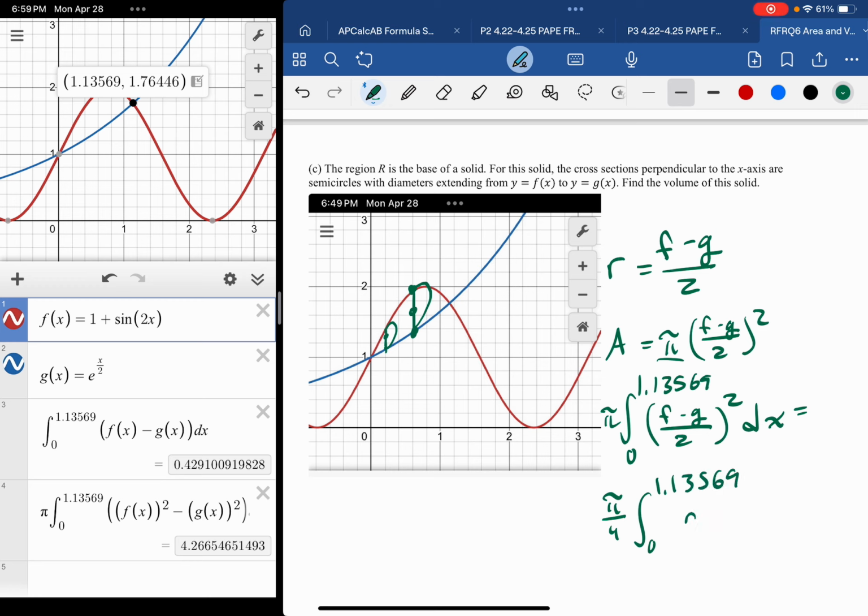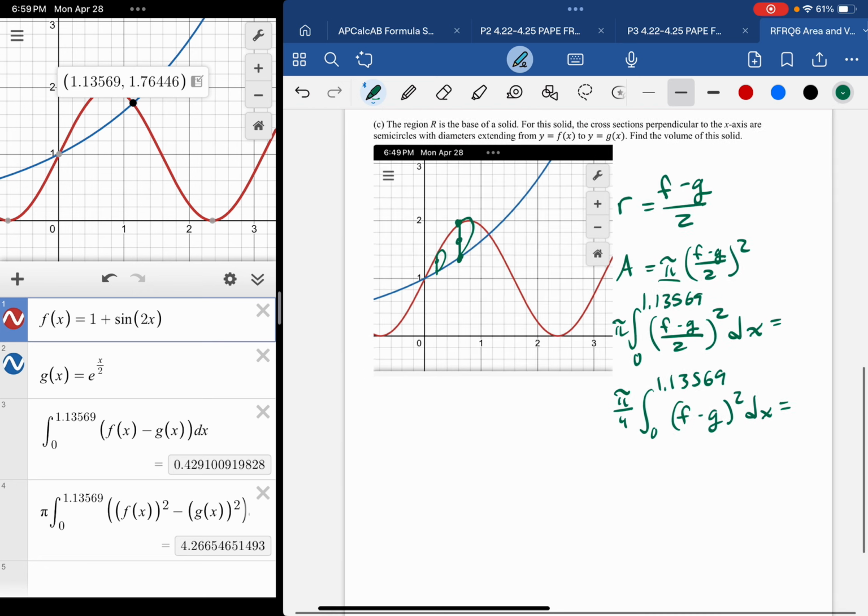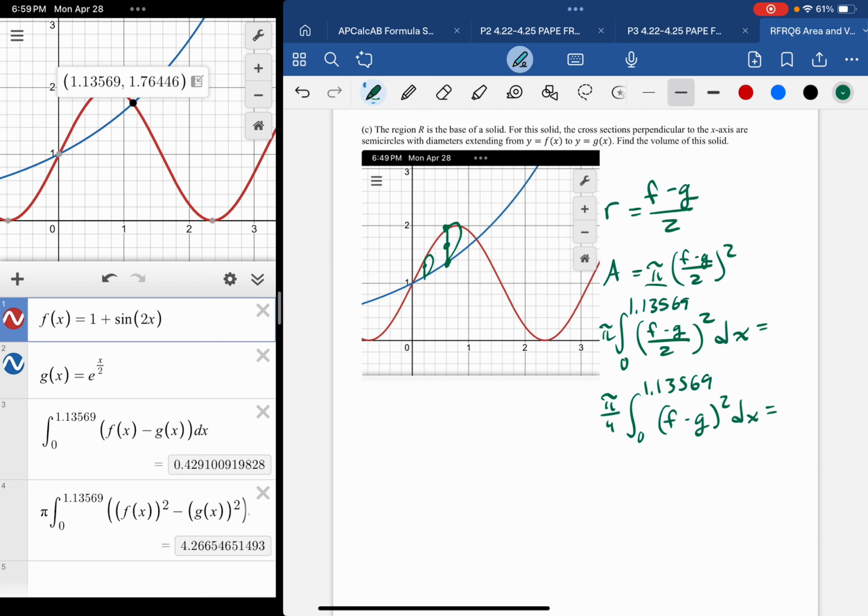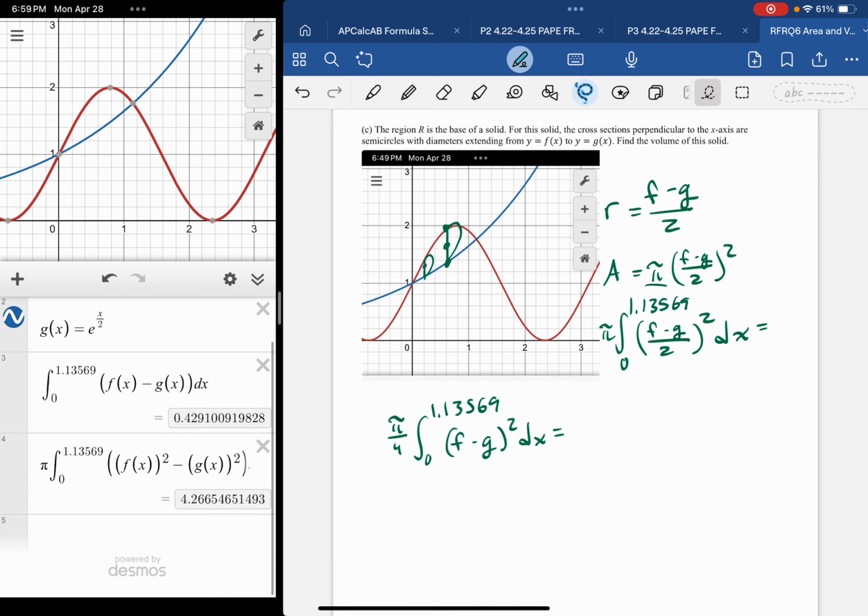In fact, I wouldn't recommend it. When you guys are doing your FRQs, do not simplify things. You don't have to. You guys make mistakes, and when you make mistakes, boo, you get the answer incorrect. All right, let me move this guy over here, and I'll plug this into my graphing calculator, and then we'll be done.